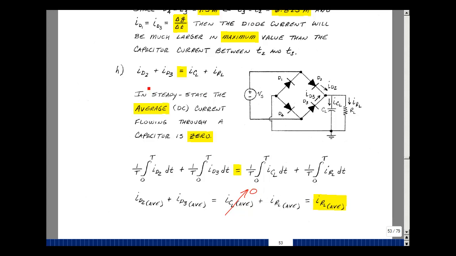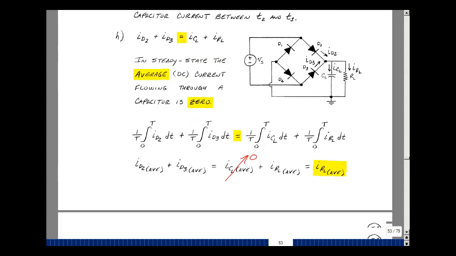We'll take this equation and then we'll integrate both sides, dt, and then divide by the period. And this is the definition of the diode current 2 on the average. This is the diode current 3 on the average. This is the capacitor current on the average, and this is the load current on the average. But the average current in a capacitor is 0. The average current in the two diodes has to equal the average current in the resistive load.